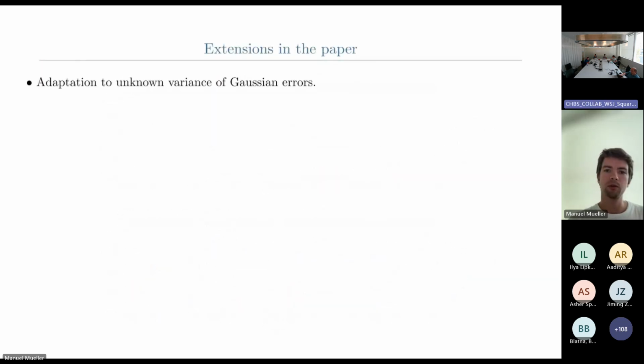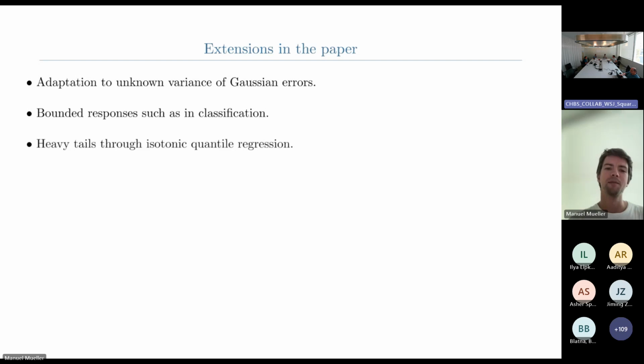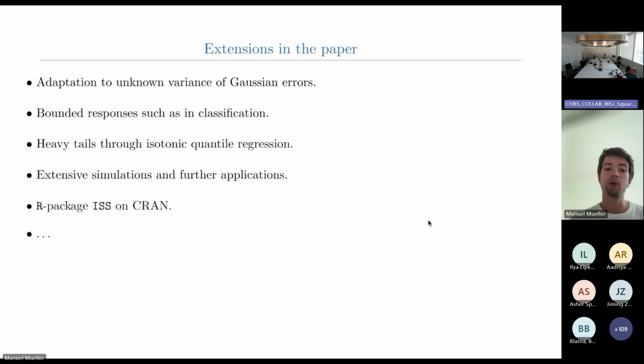And with that, to wrap up, just some extensions that are in the paper. First of all, there it is described in more detail how we use adaptation to unknown variance of Gaussian errors, which is based on the universal inference paper by, again, Aditya Ramdas and Koolen. And then we also talk about bounded responses, such as in classification. And we also have something for heavy tails for isotonic quantile regression. We have extensive simulations and further applications. And there is also an R package called ISS on CRAN. So please do feel free to try it and let me know what you think about the method.